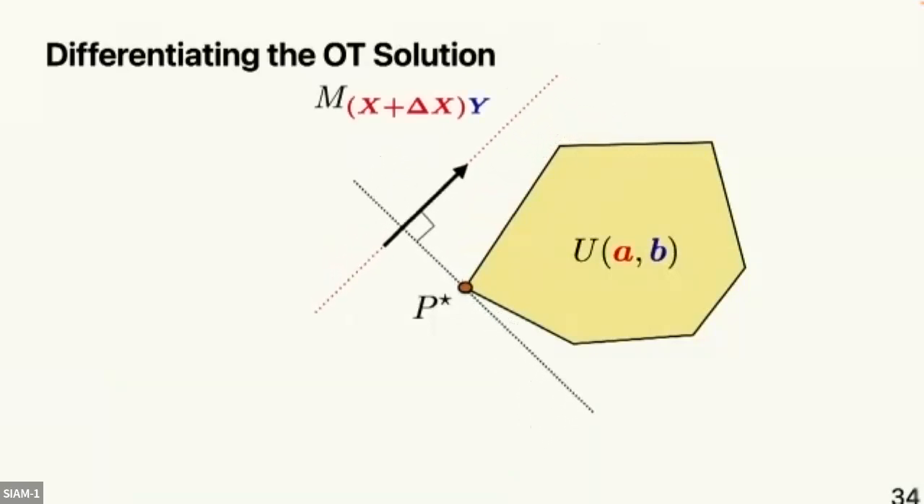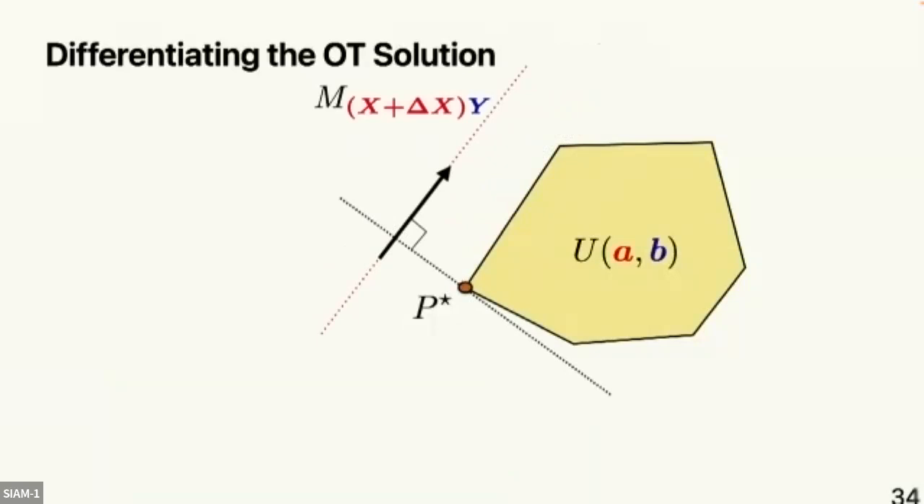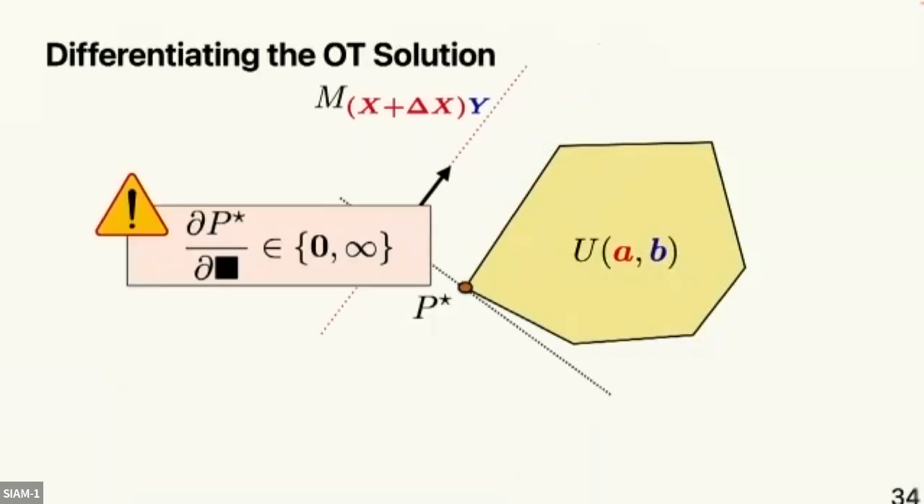Why? Because if you look at just this drawing here, what you have is that my Jacobian, how this P star is changing with respect to the inputs, here the change in the inputs is delta x, is actually very badly behaved. It's either 0 or plus infinity. And if you think about running this in a deep learning pipeline, we all know that we prefer to have gradients that propagate throughout the architectures.